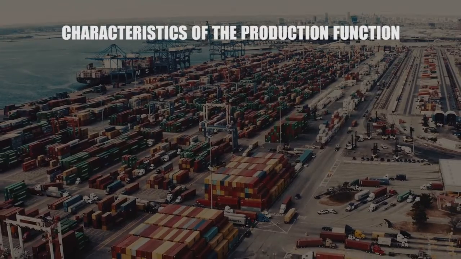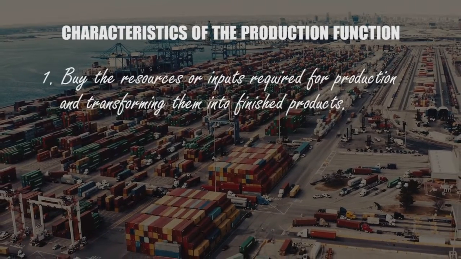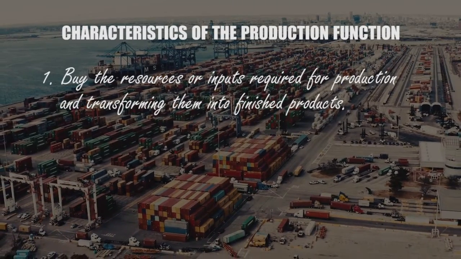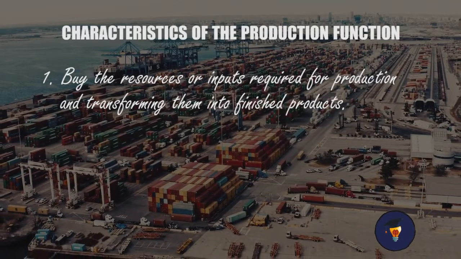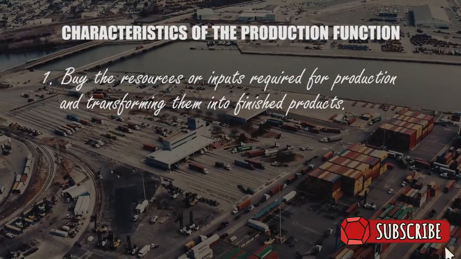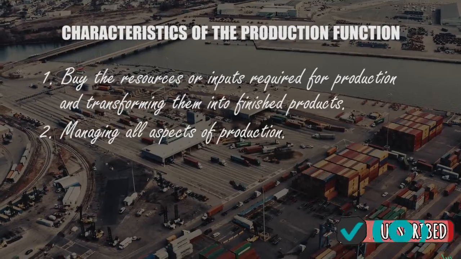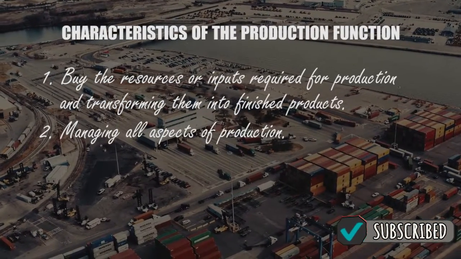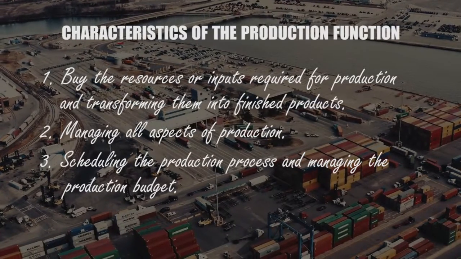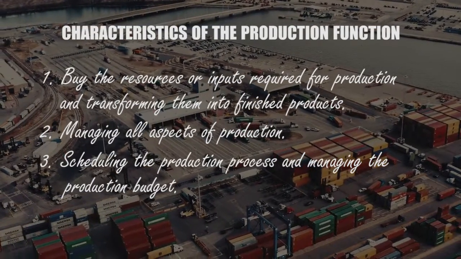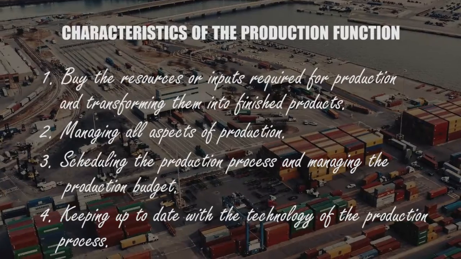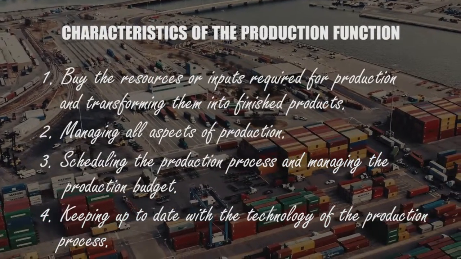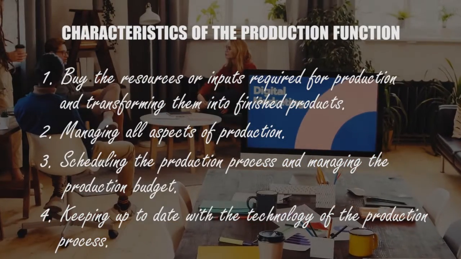Some of the characteristics of the production function are: it aims to get the resources or inputs required for production and transform them into outputs that will satisfy the needs of customers. All aspects of production, including efficiency and quality, must be managed. Scheduling the production process and managing the production budget. Keeping up to date with the technology on the production process that makes the production easier and faster.